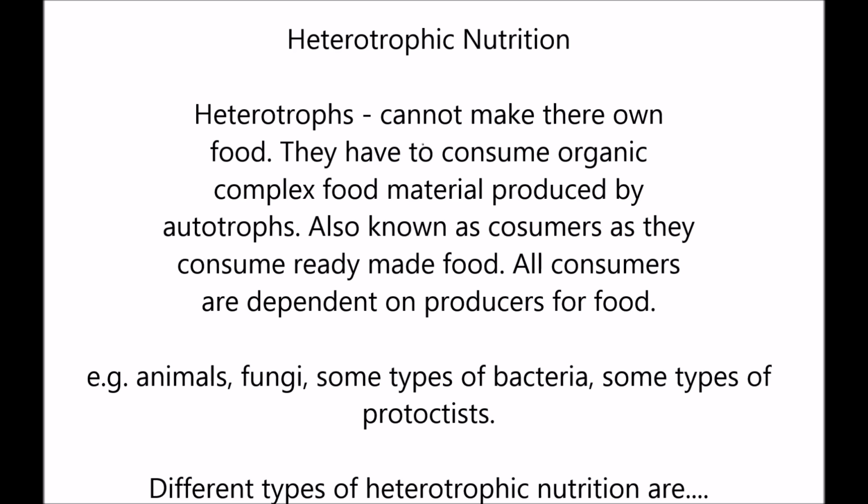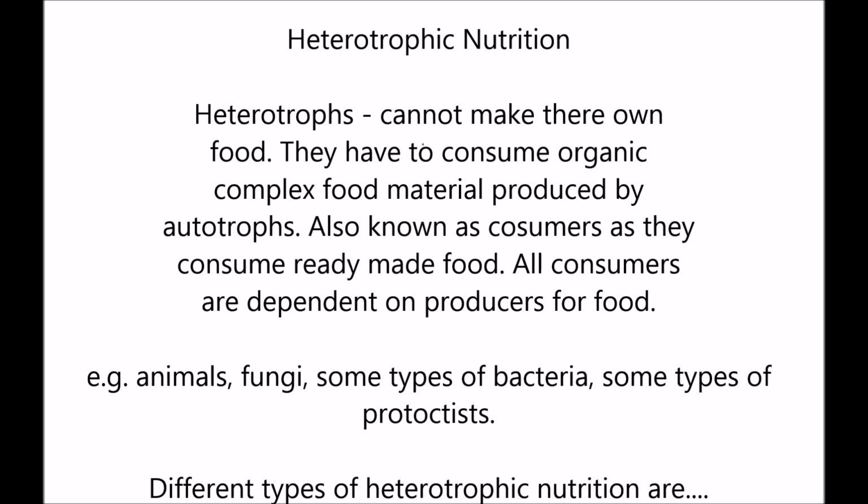Heterotrophic nutrition. Heterotrophs cannot make their own food. They have to consume organic complex food material produced by autotrophs. They are also known as consumers as they consume ready-made food. All consumers are dependent on producers for food. Examples of heterotrophs are animals, fungi, some types of bacteria and some types of protoctists.